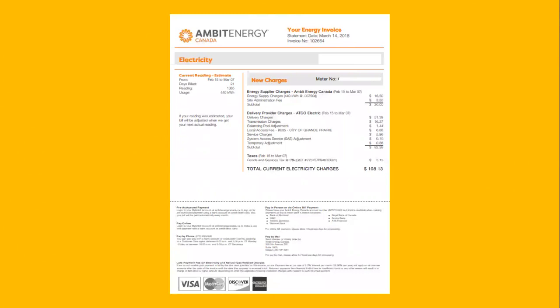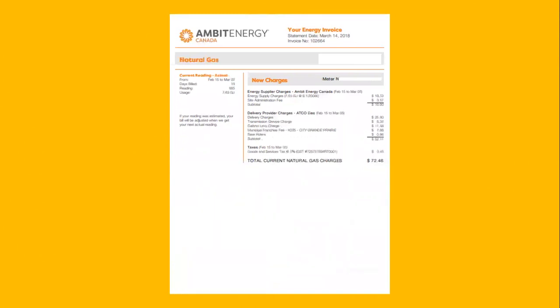No one can influence these. They are what they are. Everyone pays that. But as you can see, we've decreased the amount for the actual electricity. We've saved the money. Same thing for gas, right? So energy supply charges, $1.80.